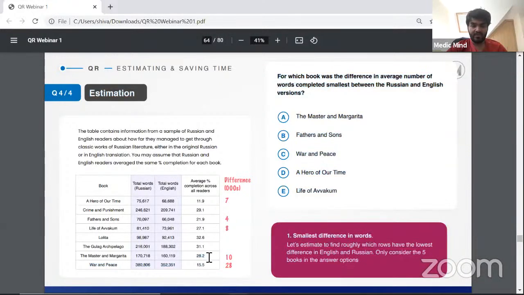A Hero of Our Time, which is literally 11.9% of 7,000. And this is one where you potentially could be stuck. This is where you want to use a mixture of your calculator and your mental math skills as well. Now, you can get away with this mentally, Shivam. So you can round this up to 12, A Hero of Our Time, and Fathers and Sons to 22. What I like to do with percentages is turn them into decimals rather than using a calculator. So you can change 11.9 to 12 and change that to 0.12.